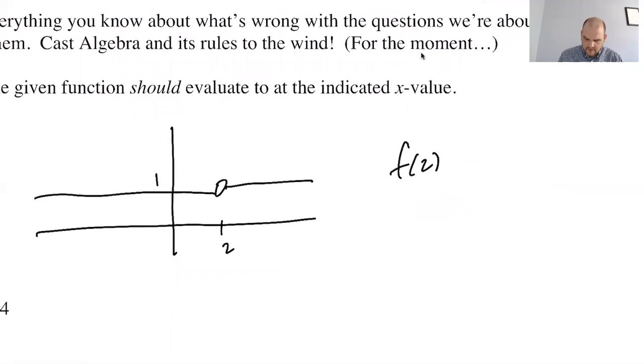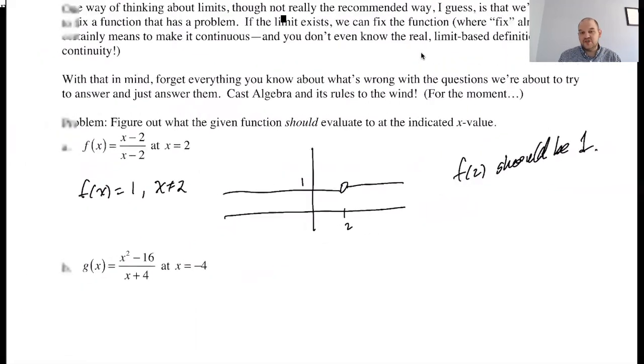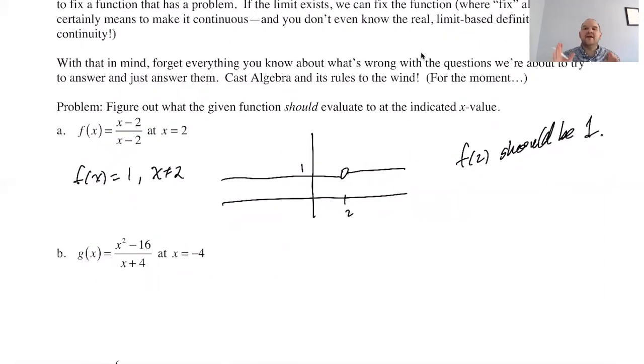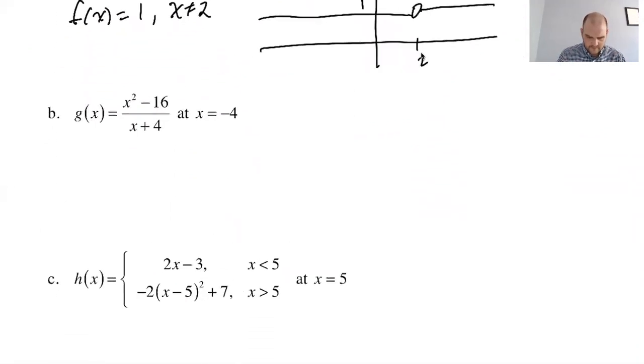So I'm going to say that f of 2 should be 1. And the reason that it should be 1 is that this function is 1 everywhere except there. Why would it be anything different? And that's kind of the argument that you have to make when you're evaluating limits. So let's take a look at the next one.